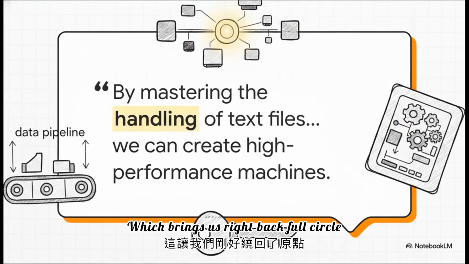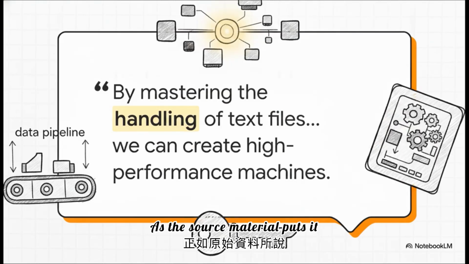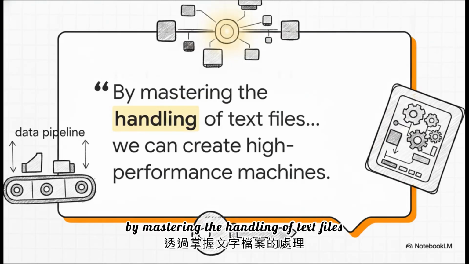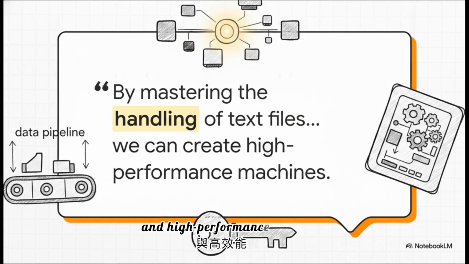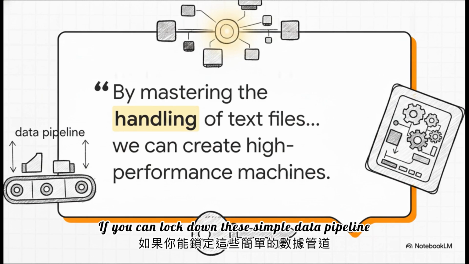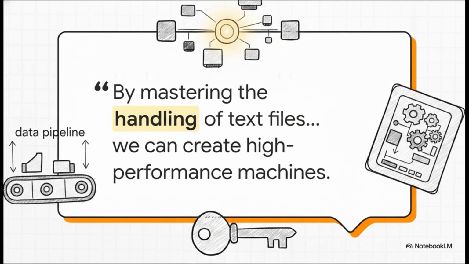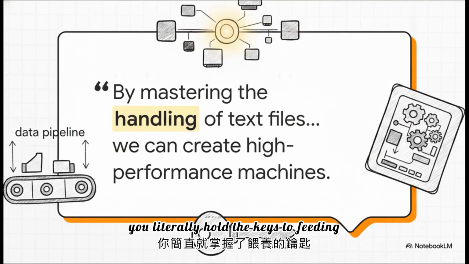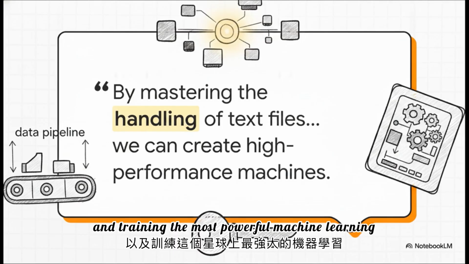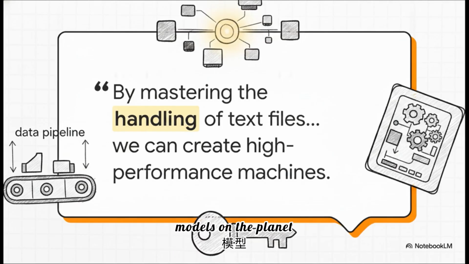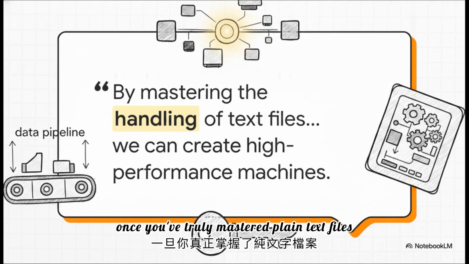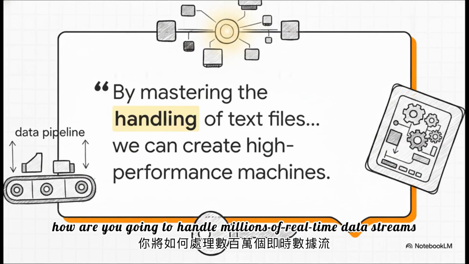Which brings us right back full circle. As the source material puts it, by mastering the handling of text files, we can create valuable and high-performance machines. If you can lock down these simple data pipeline steps, checking, opening, reading, cleaning, writing, and closing, you literally hold the keys to feeding and training the most powerful machine learning models on the planet. So the question is, what massive data set are you going to build a pipeline for first? And more importantly, once you've truly mastered plain text files, how are you going to handle millions of real-time data streams?